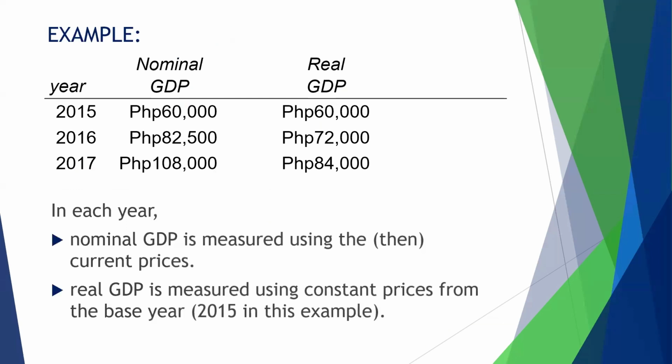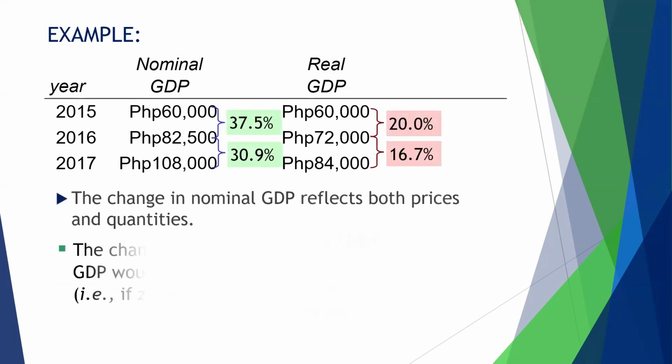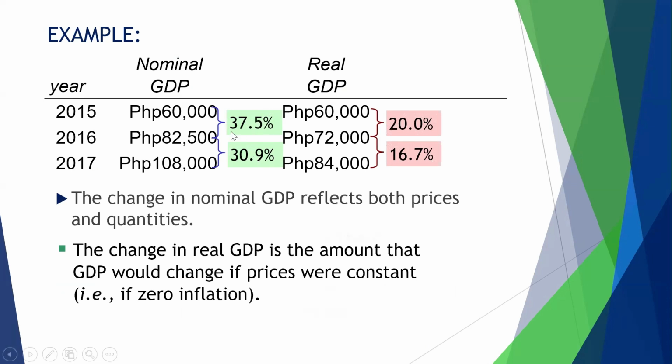Okay. So now let's move on with the comparison here. Again, the nominal GDP is measured using the current prices, while the real GDP is measured using the constant prices or the price of the base year. So if you notice, since we use 2015 as our base year, the nominal GDP and the real GDP are actually equal. The values here are equal because again, 2015 is our basis. However, in 2016 and 2017, they yield different values. Okay? So if you notice, the growth rate in nominal GDP is actually overestimated. It's actually higher than the growth rate in real GDP.